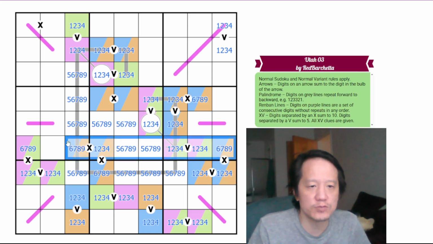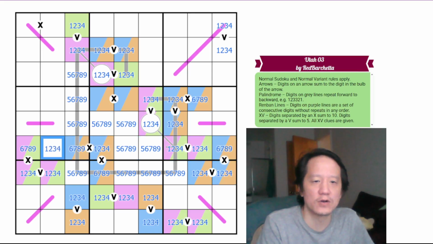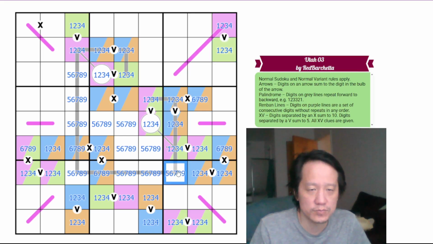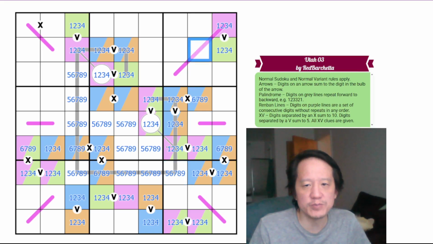So where's the last 1 through 4? It must be here, and this must be a blue or an orange. We're not sure which. This cannot be blue or orange because one of the blue or oranges is here. So this must be green and pink. This can't be green, so this must be the pink low, which makes this the green low here. This digit must be 5 through 9.